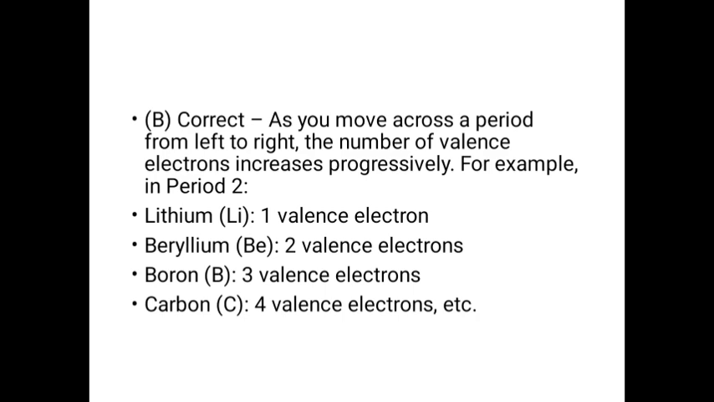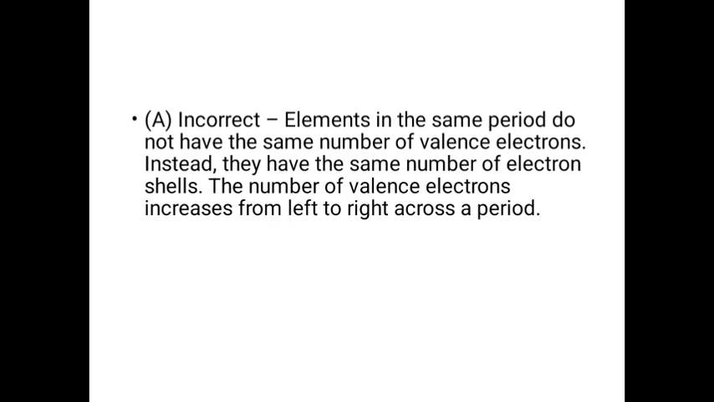Example, in period 2, lithium has 1 valence electron, beryllium has 2 valence electrons, boron has 3 valence electrons, and carbon has 4 valence electrons. So as you move across a period, the valence electrons increase. Now, for A, elements in the same period do not have the same number of valence electrons. Instead, elements in the same period have the same number of shells because the valence electrons increase from left to right across the period.